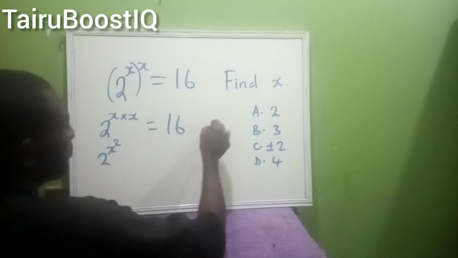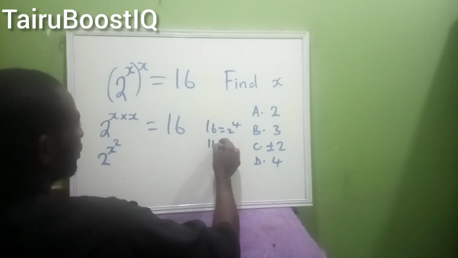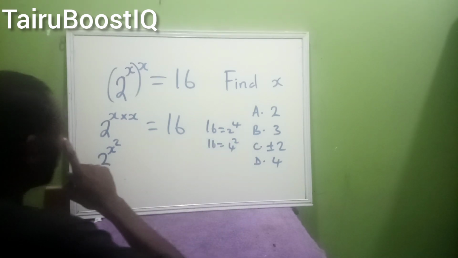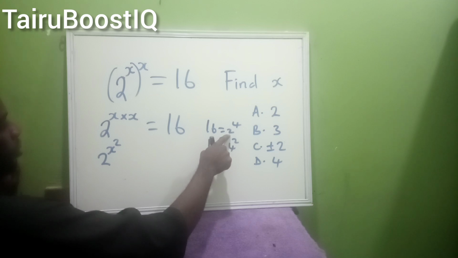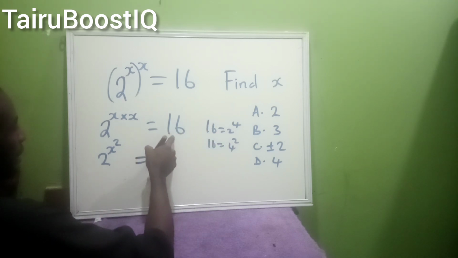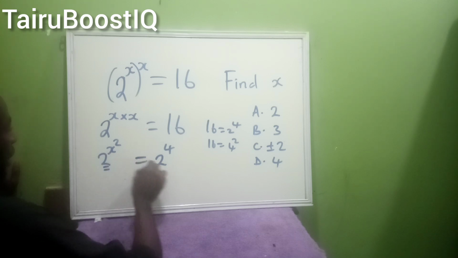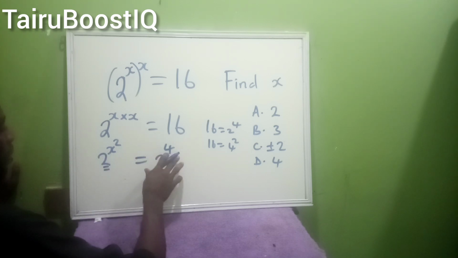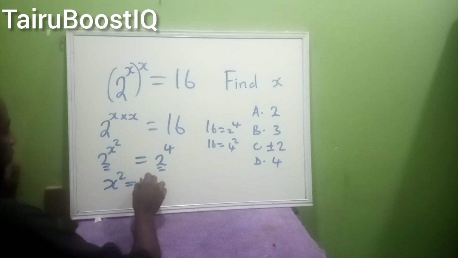Now that this is 16, we can write 16 as 2 raised to power 4, or 16 is what? 4 raised to power 2. So that the base should be the same, the best one for us to take is 2 raised to power 4. So instead of writing 16, we are going to say 2 raised to power 4. Now the bases are what? The same. If the bases are the same, we equate the powers. So we now have x squared is equal to 4.